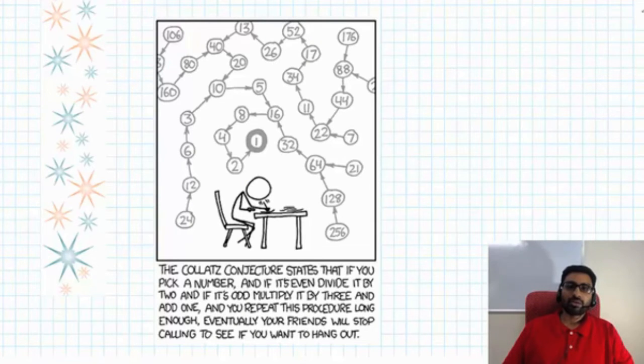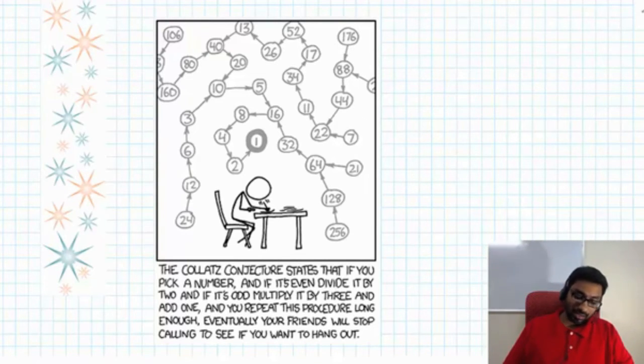Collatz's conjecture is quite a fun process. You start with some number. If it's even, you divide by 2. If it's odd, you multiply it by 3 and add 1 to it, and you continue. So this is an interesting process, and the conjecture states that eventually you will end up in the ending state being 1.